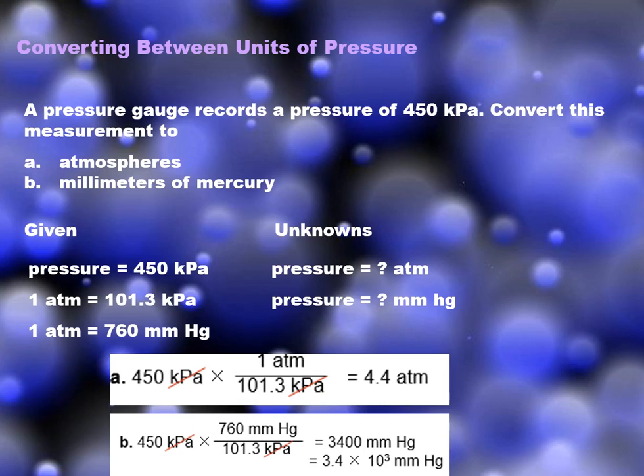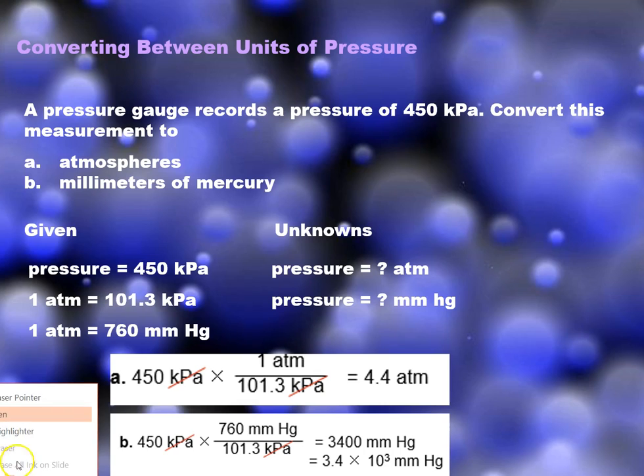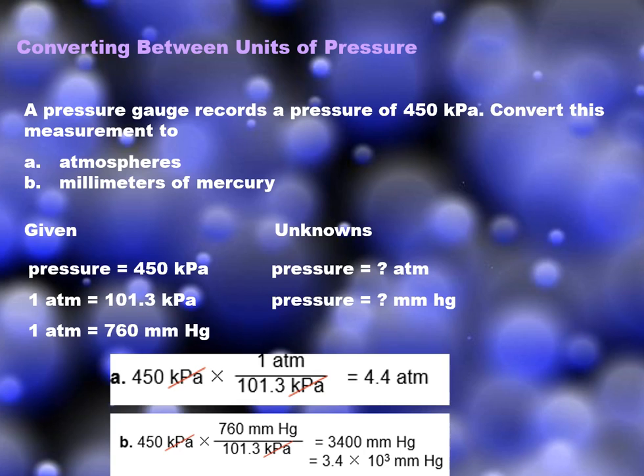We can do that because, take a look at this, 1 atmosphere is equal to 101.3 kilopascal, but it's also equal to 760 millimeters of mercury. So these two are equal to one another, and we can use those as a conversion factor. So we have 760 millimeters of mercury over 101.3 kilopascal, and when we divide that out, we get 3,400 millimeters of mercury, which equals 3.4 times 10 to the third millimeters of mercury.